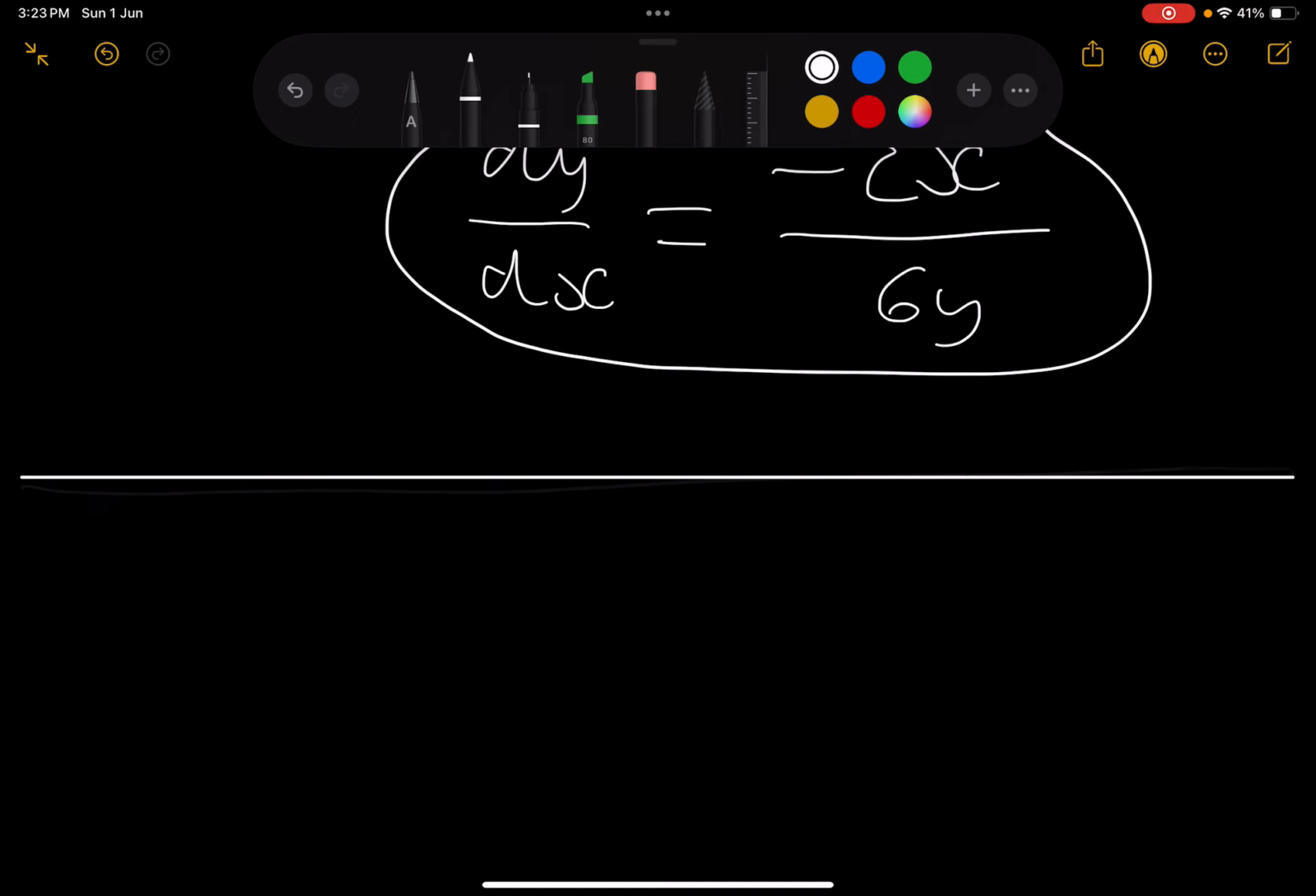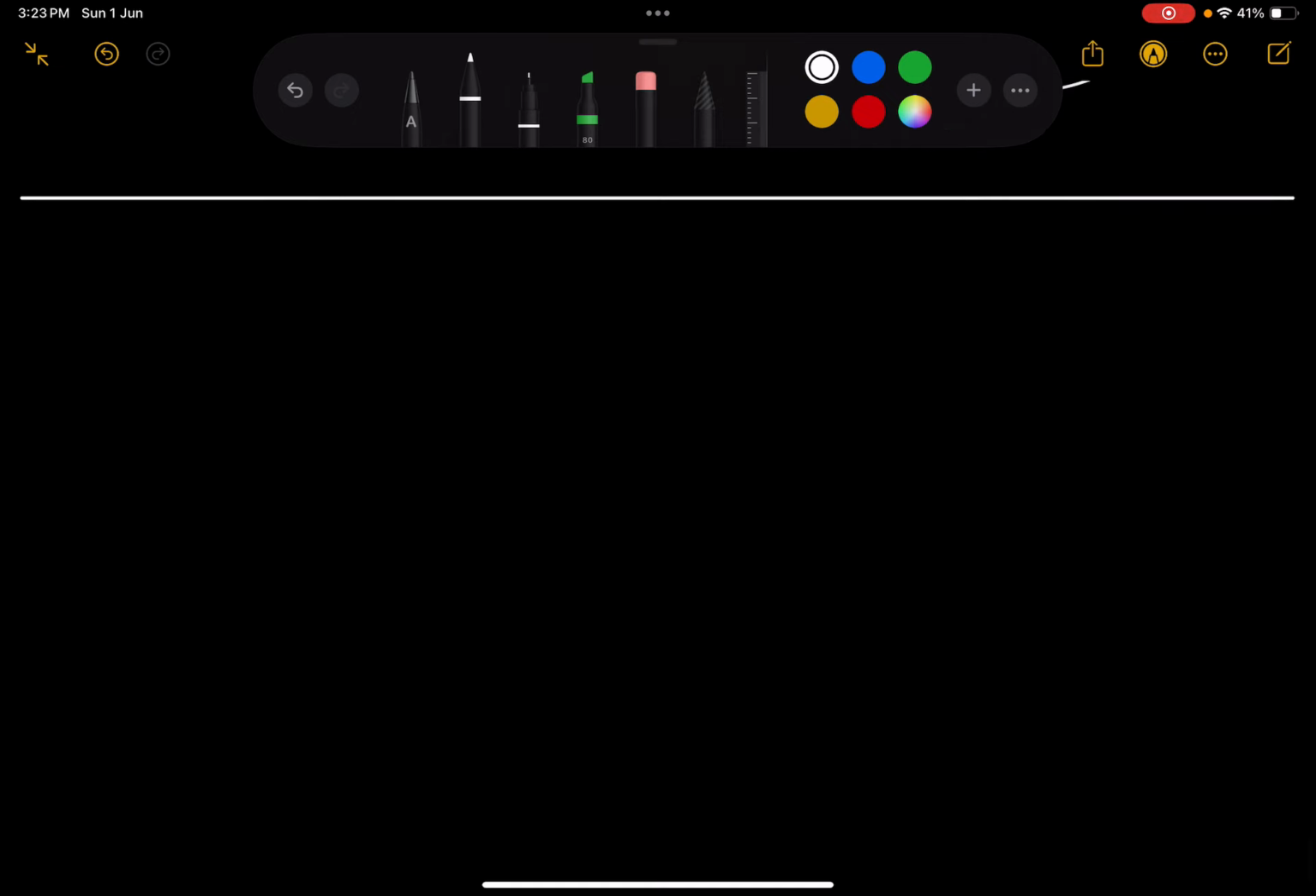Now there's one more equation that we're going to go through so that we can learn the product rule, and this is a bit of a harder one. So the natural log of y plus x e to the power of y equals 2x.